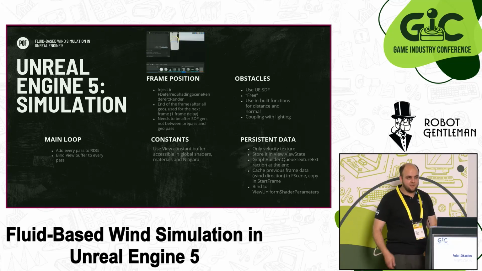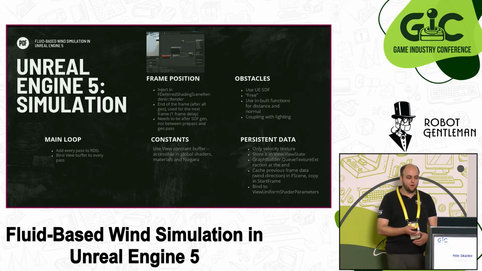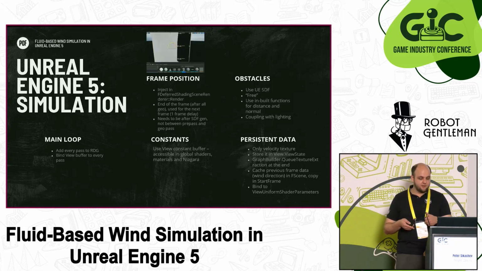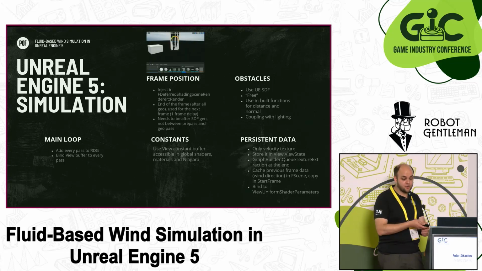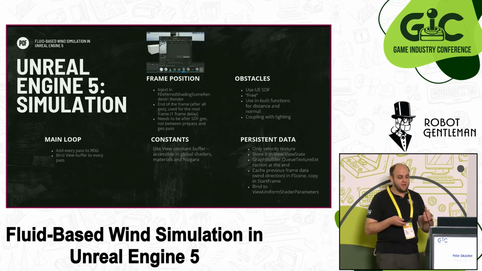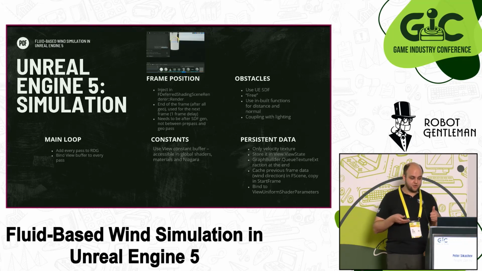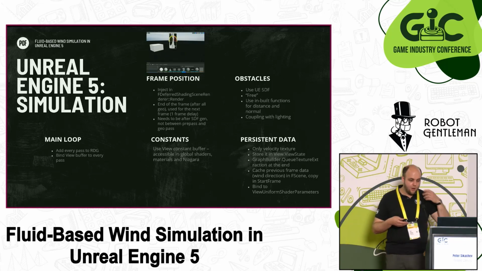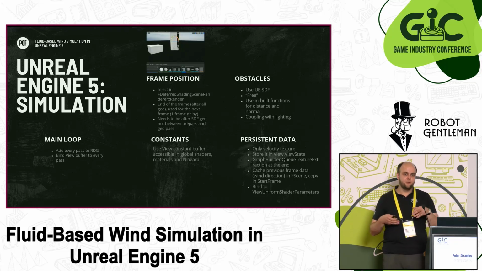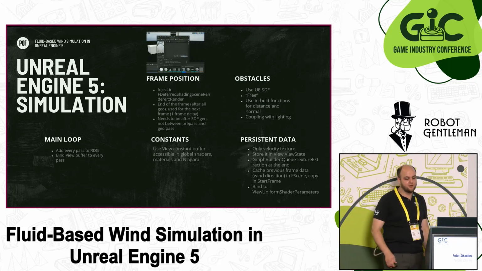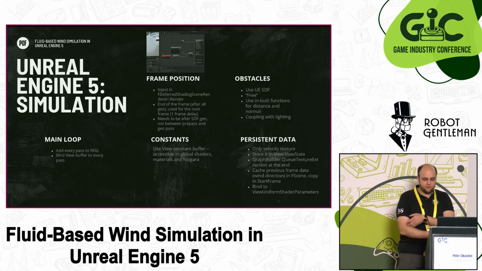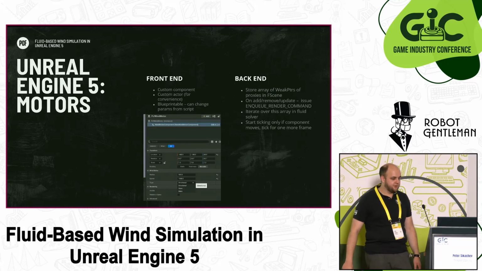For persistent data that is kept between the frames, it's only a velocity texture for us, and we store it in the view state and do the Q texture extraction at the end of the simulation. And then the previous frame data, such as wind direction, which is used for this reverse rotation, we keep it. We found out that the best place for it is FScene, and you can do the copy from previous to next frame in the start frame. And then you can bind it to view uniform shader parameters.